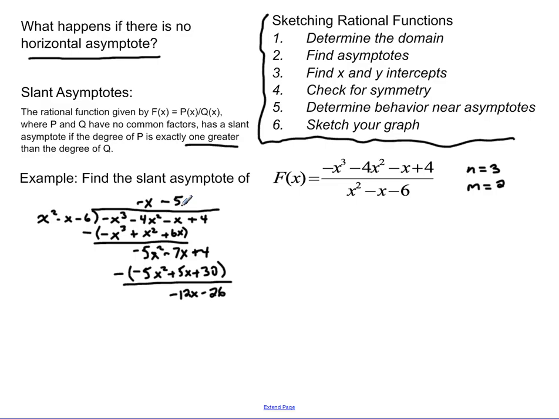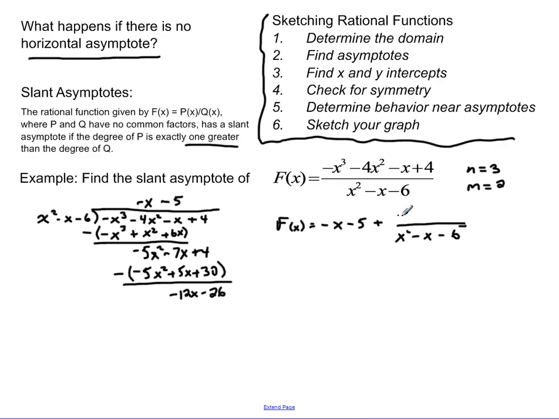And so what does that tell us? Well, if you recall, when we divide a polynomial by another polynomial, our result through long division, or any other kind of division for that matter, is equal to the quotient. In this case, that's negative x minus 5 plus the remainder over the divisor. So it's plus the remainder of negative 12x minus 26 divided by x squared minus x minus 6.